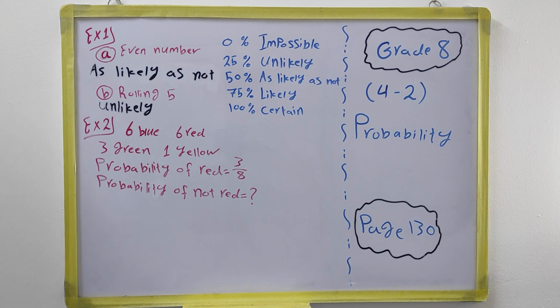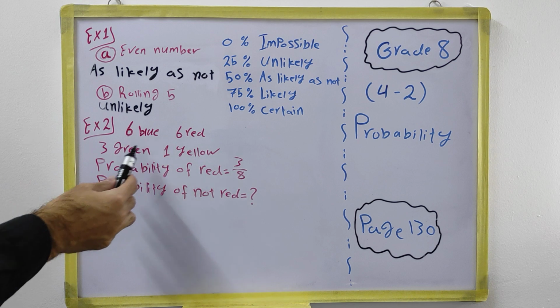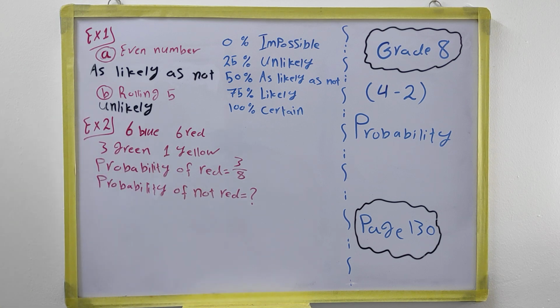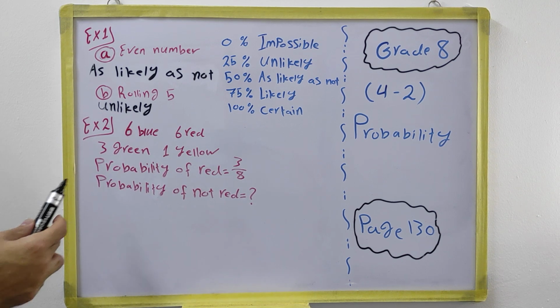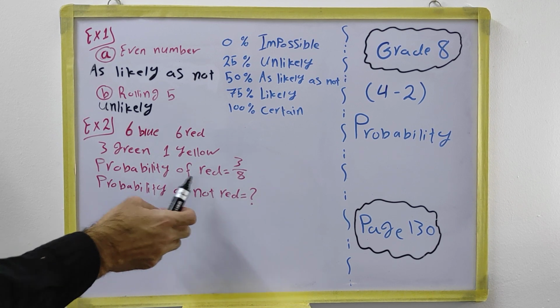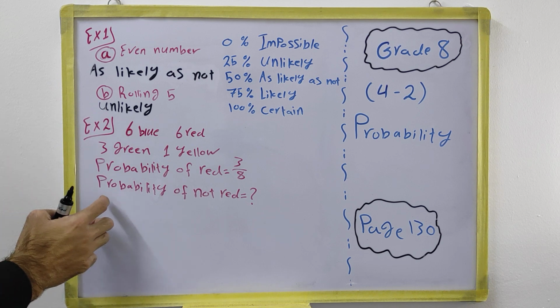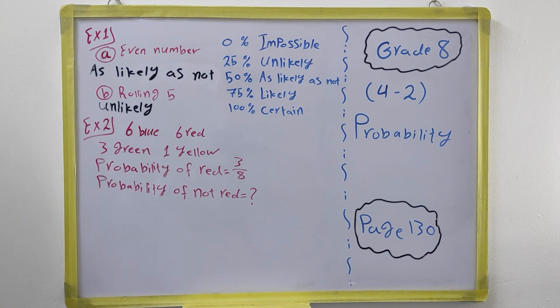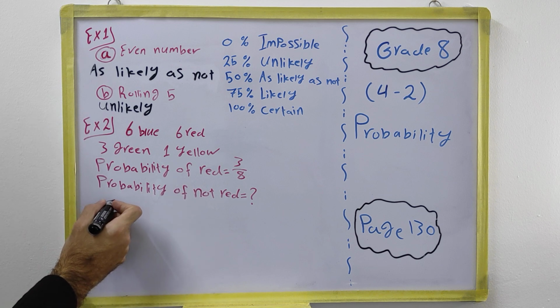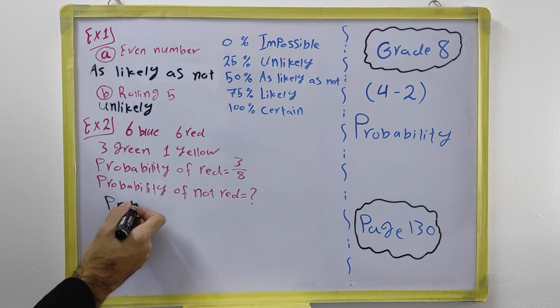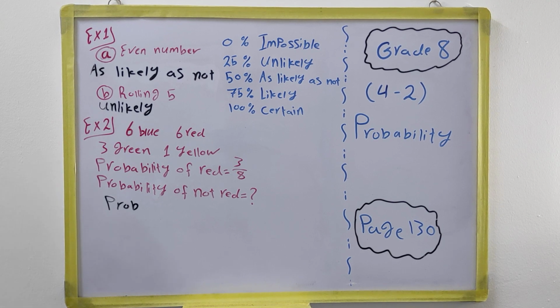In example 2 we have a bag which contains 6 blue, 6 red, 3 green and 1 yellow. The probability to get a ball which is red is 3/8. What's the probability to get a ball which is not red? Always for probability, we just use P.